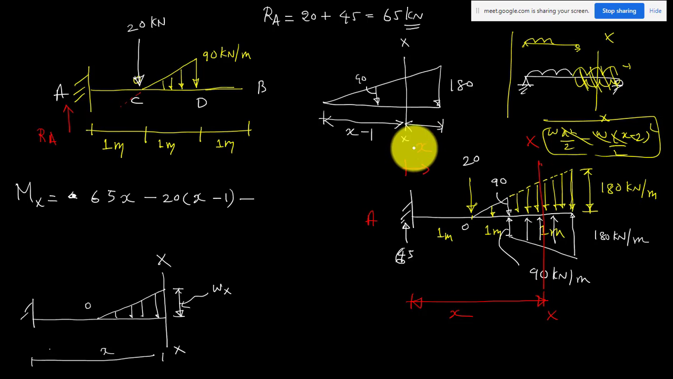Three minus x. Okay, this is 2 minus x. 3 minus x, no? 3. Okay, so total length is 2 meter. Fine. So now we have to find the intensity of the load at this section.